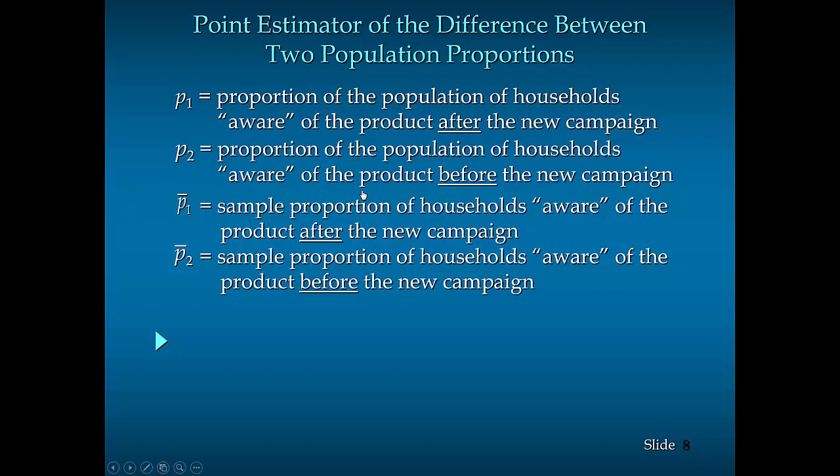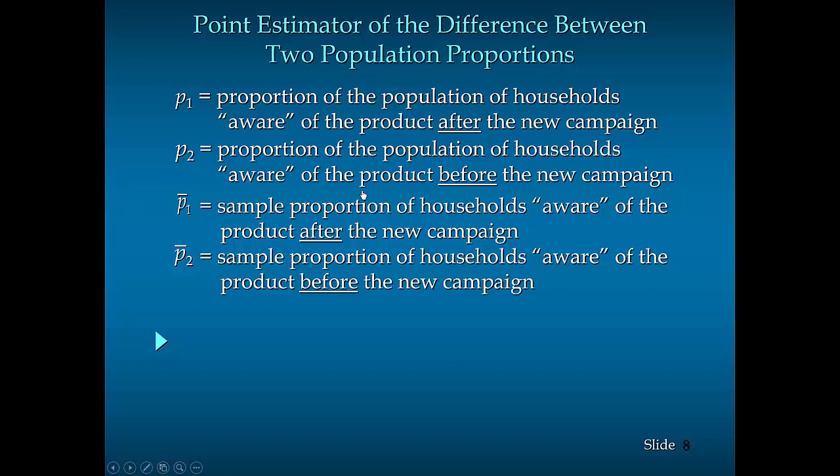So we're going to define some things. We have to define what is the population of households before and after. Right, so population 1 and population 2. So I'm going to define the proportion of population households aware of the product after the new campaign as p1, the first population. So p1 is going to be after the campaign has been done, and p2 is going to be before the campaign is done.